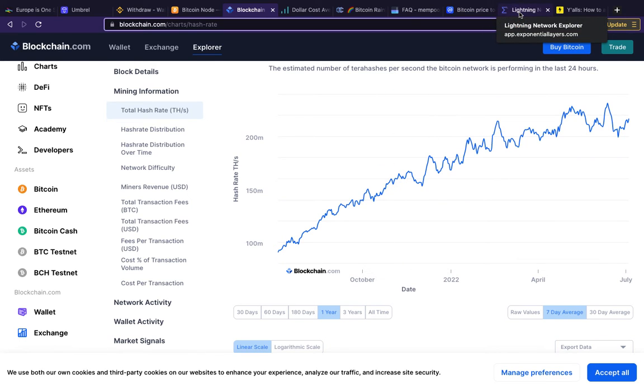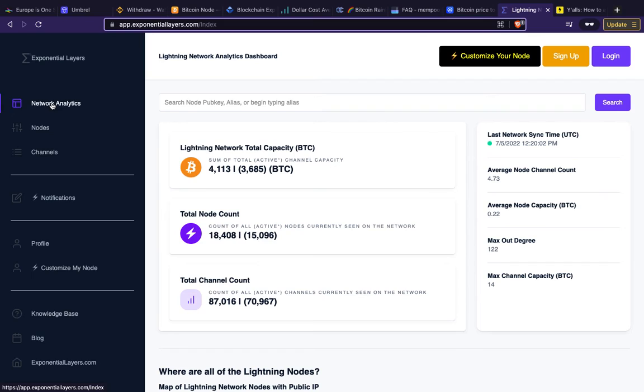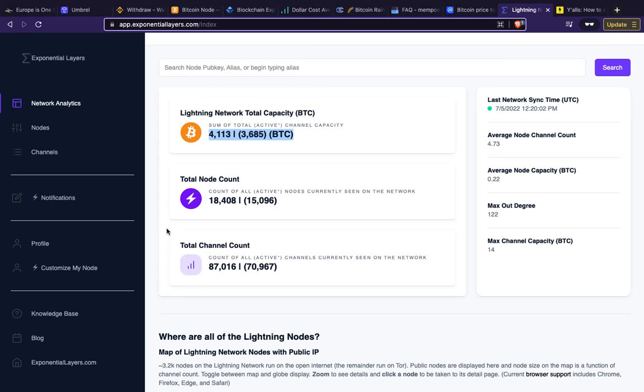When you look at the Lightning nodes, and how many bitcoins are sitting on the Lightning network, you have 4,113 Bitcoin, right? That's a lot of Bitcoin sitting there. And you have the total nodes going up, everything is going up.